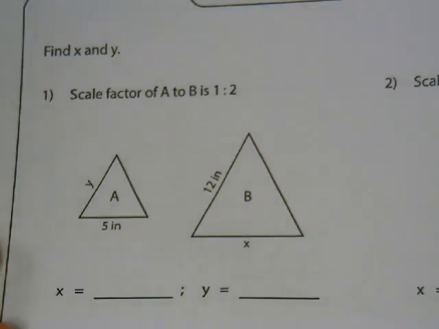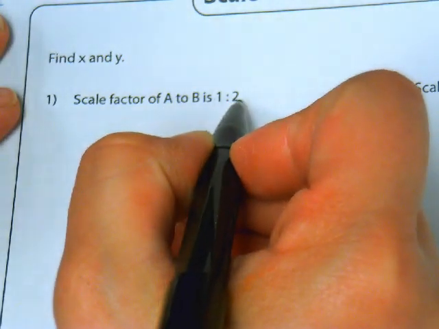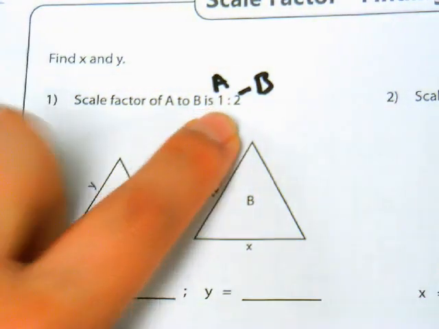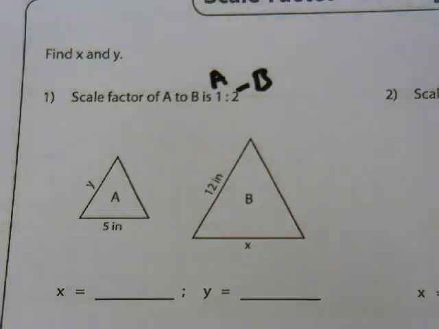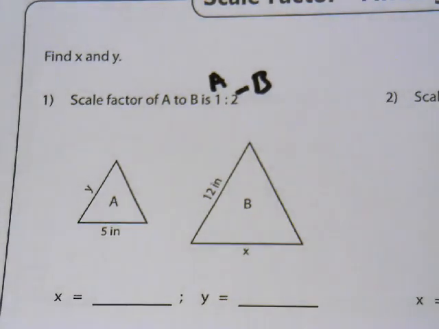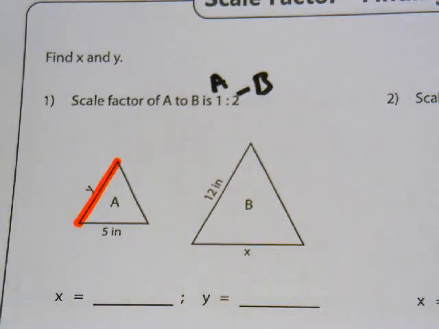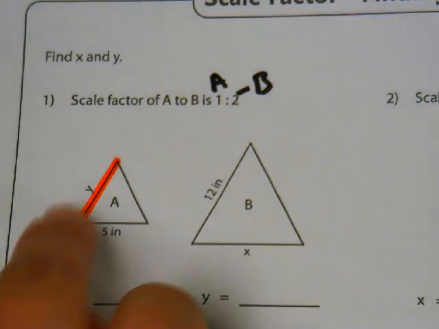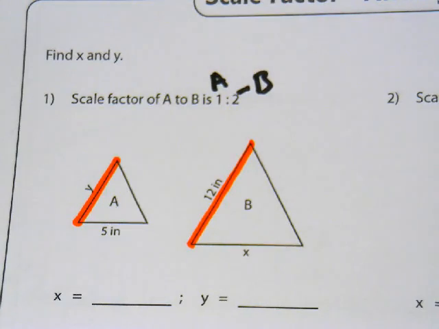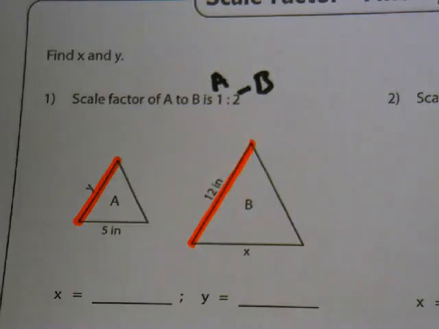Okay, number 1. Scale factor of A to B is 1 to 2. So, the 1 is your A and the 2 is your B. You have 2 to solve. You have an X and a Y. Now, they come from each shape. So, sometimes we go big and sometimes we go small. What does the Y line up to? What is it proportional to? What side on B? The Y is the same side as the 12. They correspond to each other. They're like mother and son. One's bigger, one's smaller. Okay, I'm going to set up a proportion to solve this.